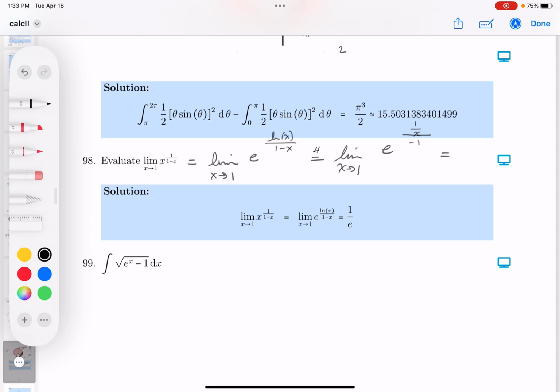Now, what's that limit? I think I can do that limit. What happens there? Well, if you look at it, the top goes towards 1. The bottom goes towards minus 1. So it's just e to the minus 1, which is what? 1 over e. Are we getting that number over here? We certainly are. Thank you.